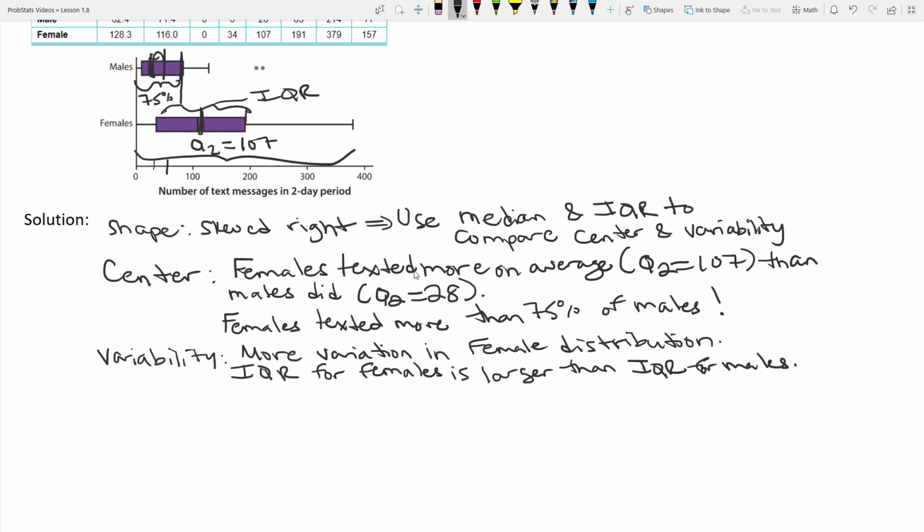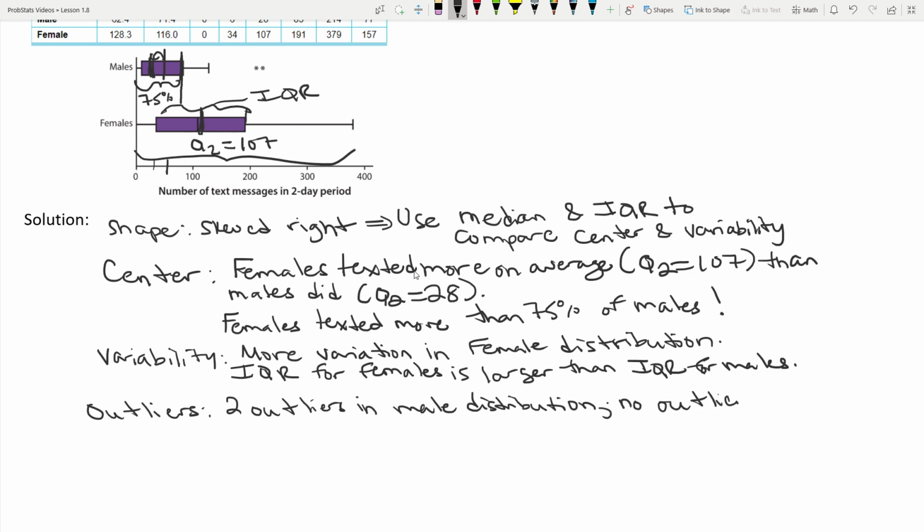All right, and now let's consider any outliers to compare the distributions. So there are 2 outliers in the male distribution, whereas the female distribution has no outliers. So 2 outliers in the male distribution, whereas there are no outliers in the females.